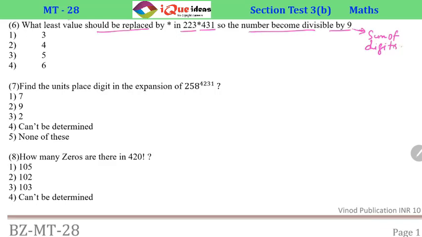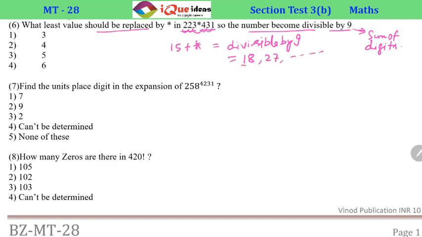Here the digits are 2, 2, 3, star, 4, 3, 1. So let's add all of them. 2 plus 2, 4, 4 plus 3, 7, 7 plus 4, 11, 11 plus 3, 14 and 1, 15. So it is 15 plus star. This should be divisible by 9, right? Now numbers closer to 15 and divisible by 9 are 18, 27 onwards, right?